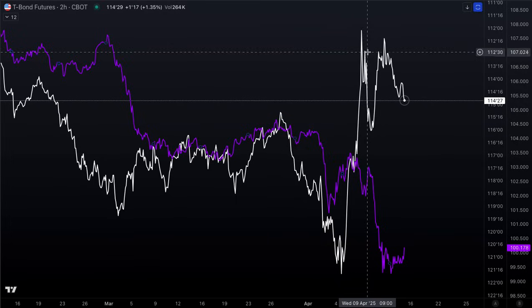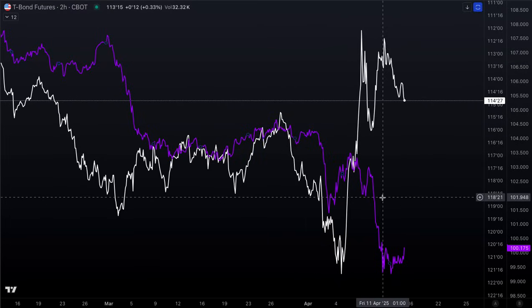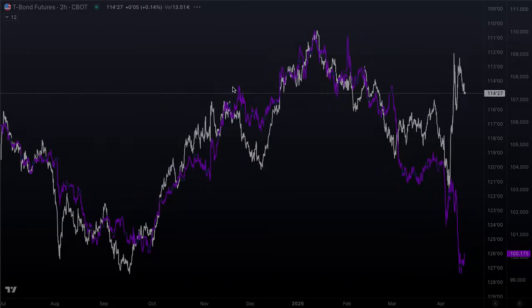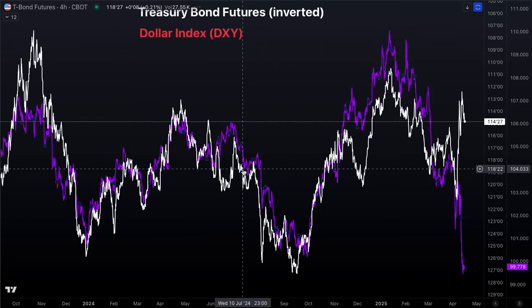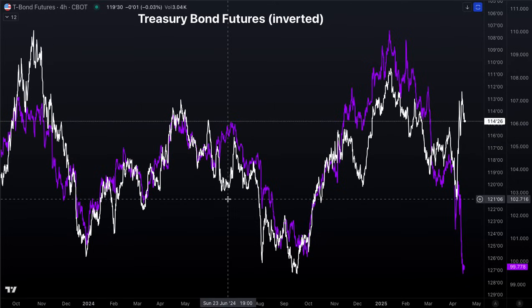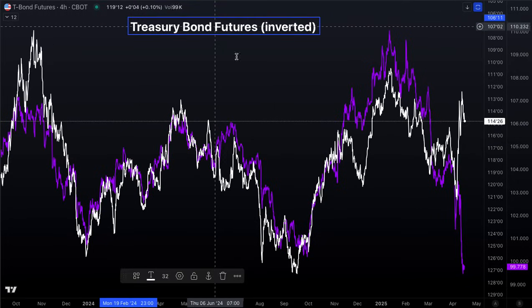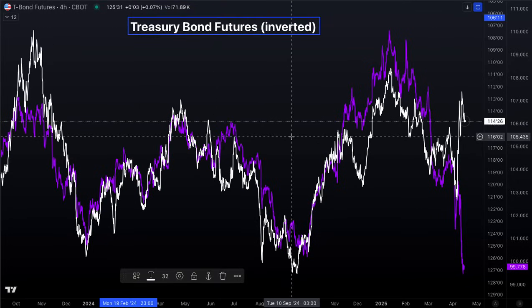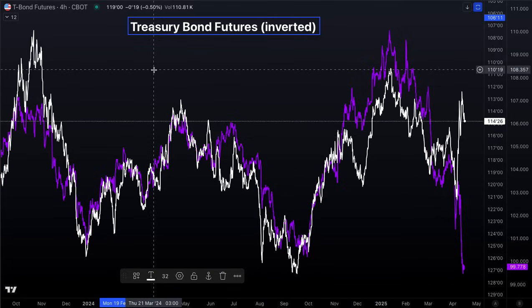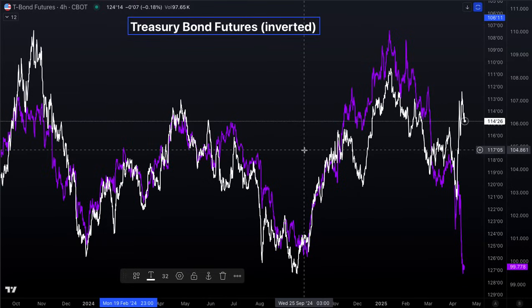This is an approximation of the 10-year yield, although the T bond is, I think, a 20 or 30 year, but you can see, going back a long time, there was this really tight correlation. So again, in white, that's the inverted bond, so basically the bond yield. And then in purple, we see the value of the dollar as measured by the DXY.